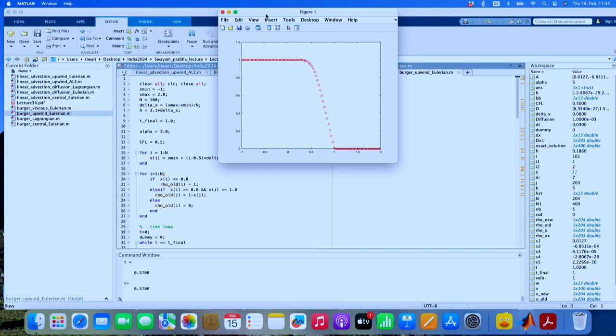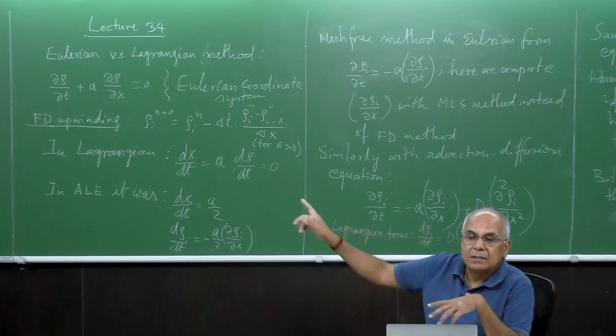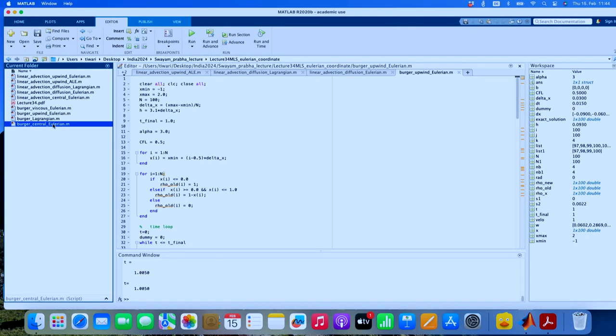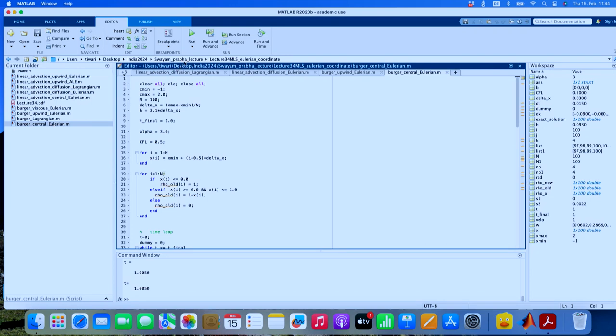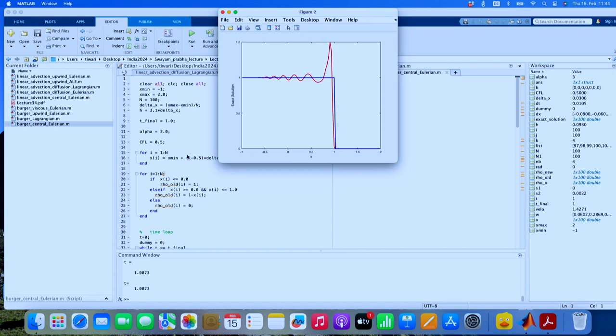It is fine because I am using upwinding there. There is no problem, as also in the linear advection, where upwinding with Eulerian or Lagrangian is fine. So if it is Burgers, even in the Eulerian system, what do we get? Central difference is always oscillating.